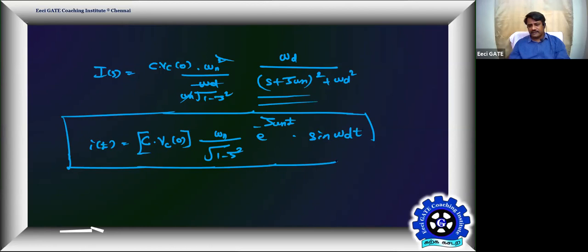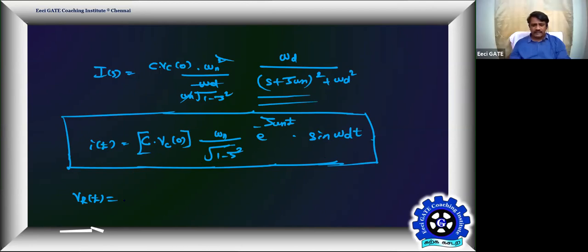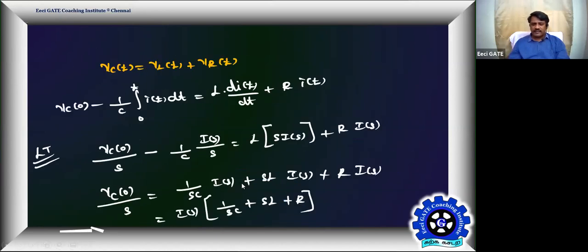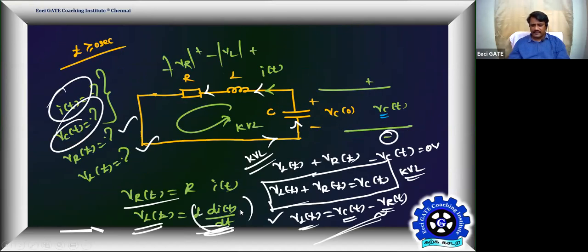Getting everyone? Following? Then get your VR(t). Ultimately, the goal is VC(t), right? We can find VC(t). How to find VC(t)? Yes, we need to find two parameters: one is i(t), another one is VC(t). What is VC(t) now? How to get VC(t)?